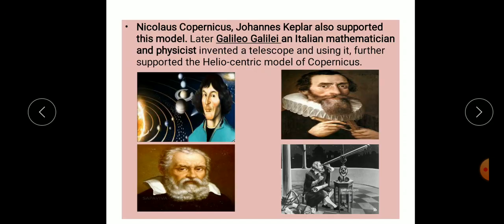Nicholas Copernicus and Johannes Kepler also supported this model. Later, Galileo Galilei, an Italian mathematician and physicist, invented a telescope and, using it, further supported the heliocentric model of Copernicus. Means Nicholas Copernicus and Kepler proposed that the Earth and other planets move around the Sun. Galileo developed a powerful astronomical telescope, and with its help he proved the heliocentric Copernican model of the solar system.